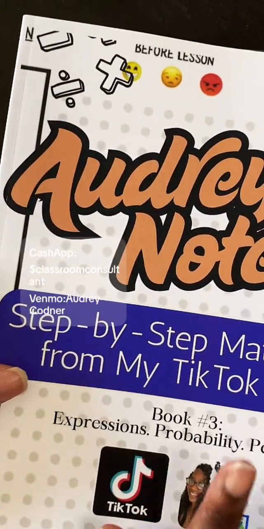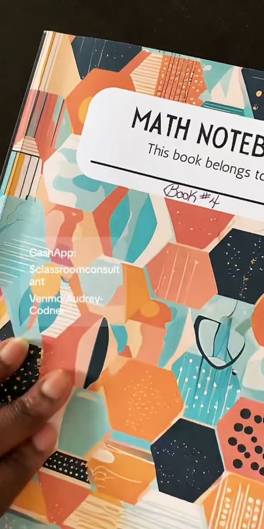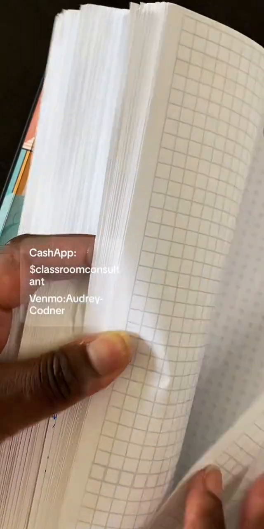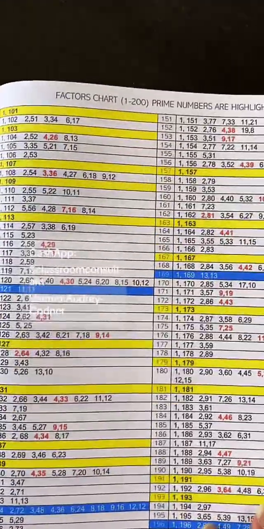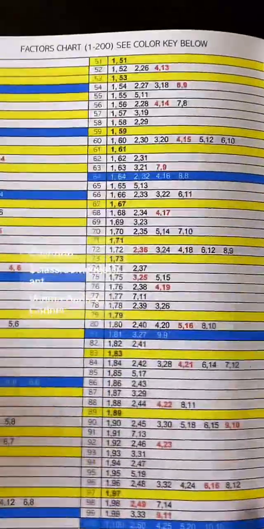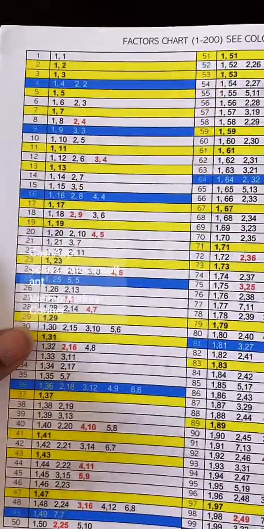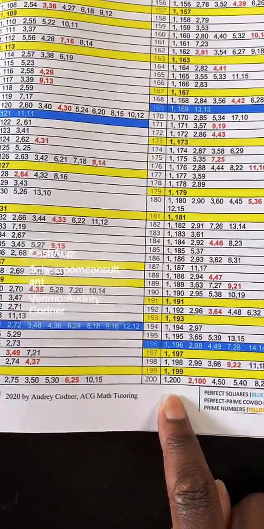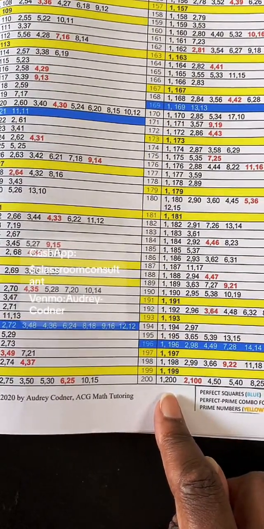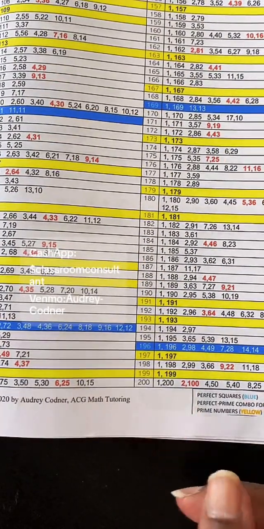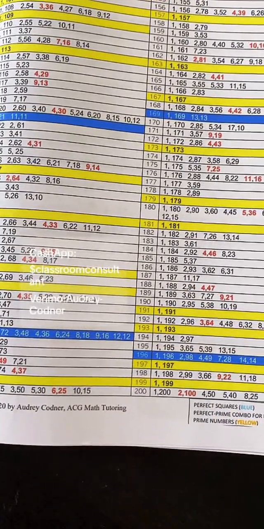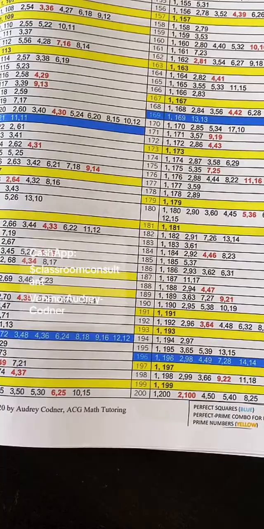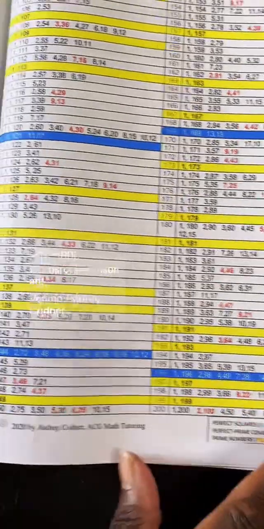My math notebook is not just for notes. It also has all of the resources, like if you're not very good with your multiplication tables, and some people don't know how to read a multiplication chart. So what I have here is called a factor sheet. It gives me all the factors from 1 to 200. This will help you with factoring, with breaking down radicals, and to understand your greatest common factor and your LCM or LCDs.